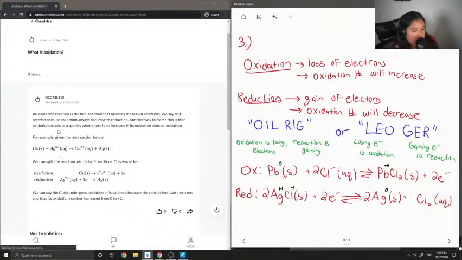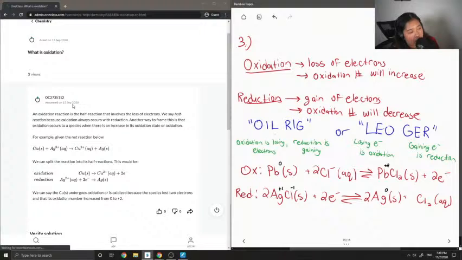Let's see the answer from our junior tutor. An oxidation reaction is the half reaction that involves the loss of electrons. We say half reaction because oxidation always occurs with reduction. Another way to frame this is that oxidation occurs to a species when there is an increase in its oxidation state or oxidation number. For example, given the net reaction below, they have copper solid plus silver 2+ makes copper 2+ plus silver solid. We can split the reaction into its half reactions.